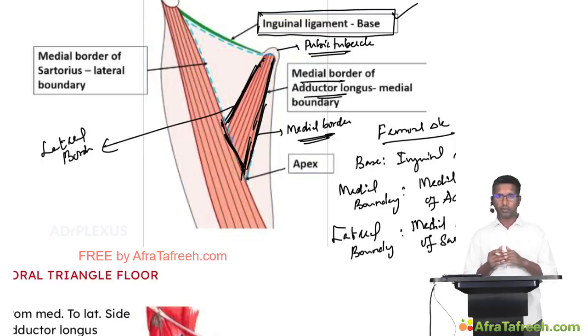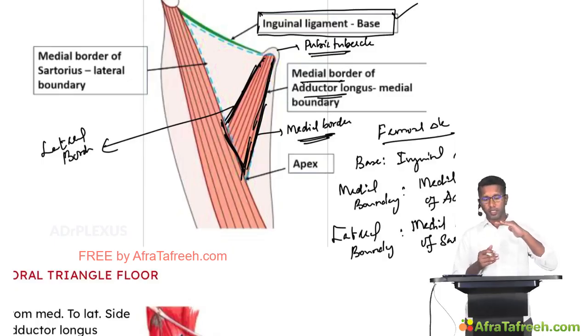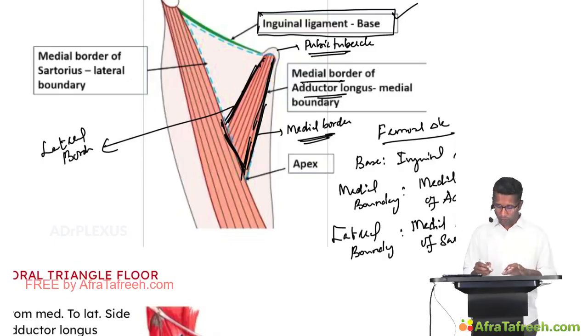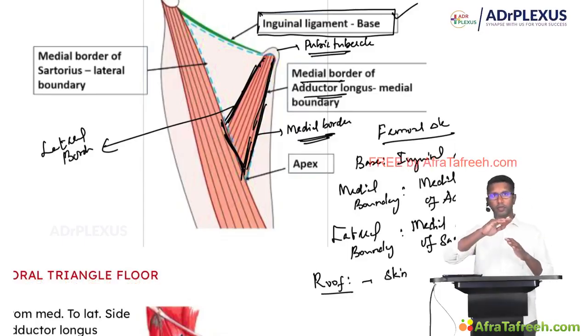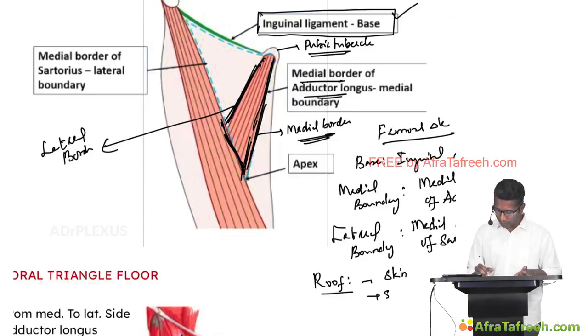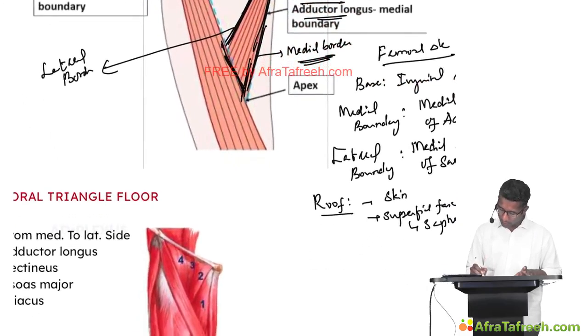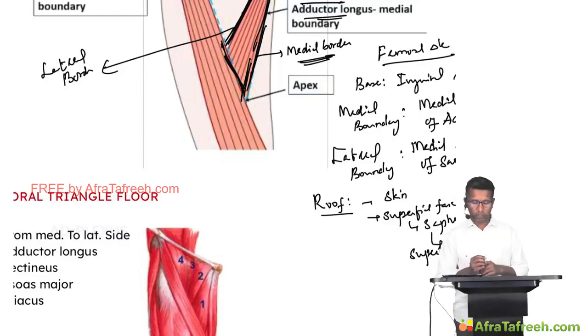Now the femoral triangle is covered in its top portion, or we simply call it the roof of the femoral triangle. The roof of the femoral triangle contains skin. When you reflect the skin, you get the superficial fascia. Running in the superficial fascia will be the saphenous vein, and surrounding the saphenous vein you have the superficial inguinal lymph nodes. All these are present in the roof of the femoral triangle.